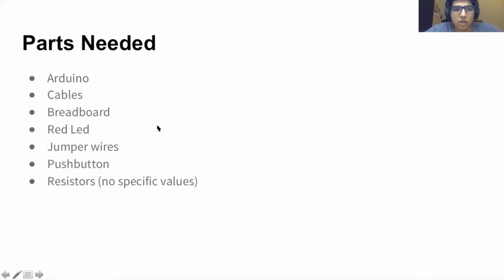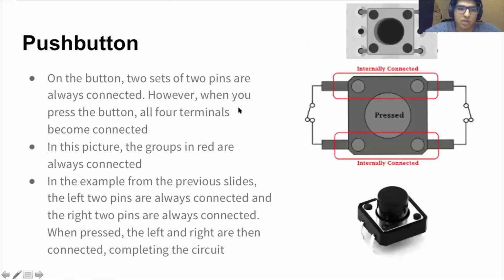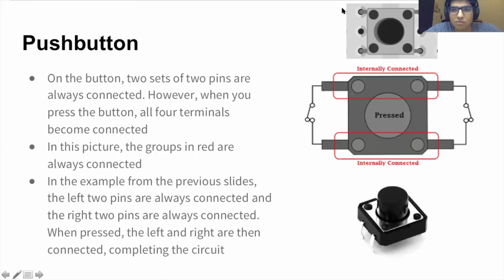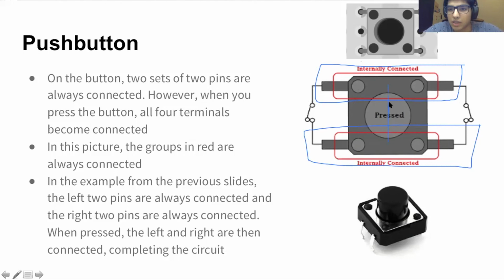So now let's actually learn about the push button. Okay, so the push button, how it works is you have two sides electrically internally connected already. So these two nodes basically are already connected, and these two are already connected. And once you press this button, then these two sections are connected, and then electricity can flow between them.